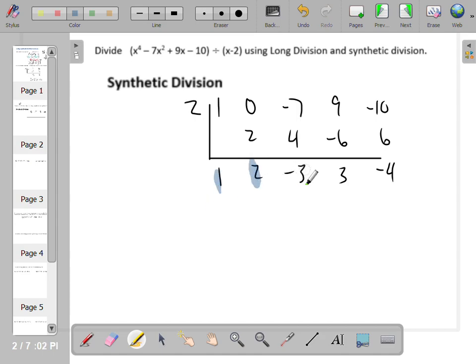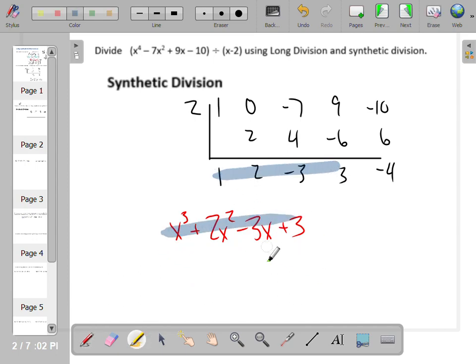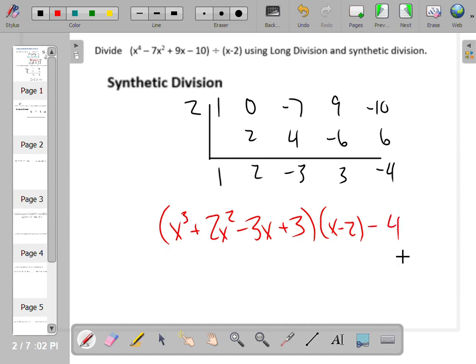But what I'm more concerned about now are these coefficients. So our original dividend was a quartic, degree 4. That means these are the coefficients of a cubic. So I'm going to write it as 1x cubed plus 2x squared minus 3x plus 3. These coefficients are the coefficients to the quotient. I'm going to multiply that by the divisor, x minus 2, and I'm going to put the remainder on the end, minus 4. That's how we're going to write our answers.